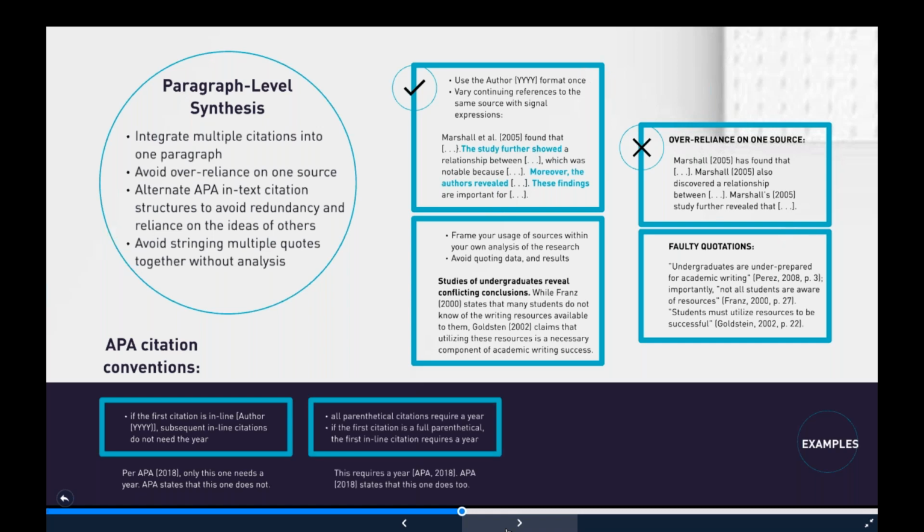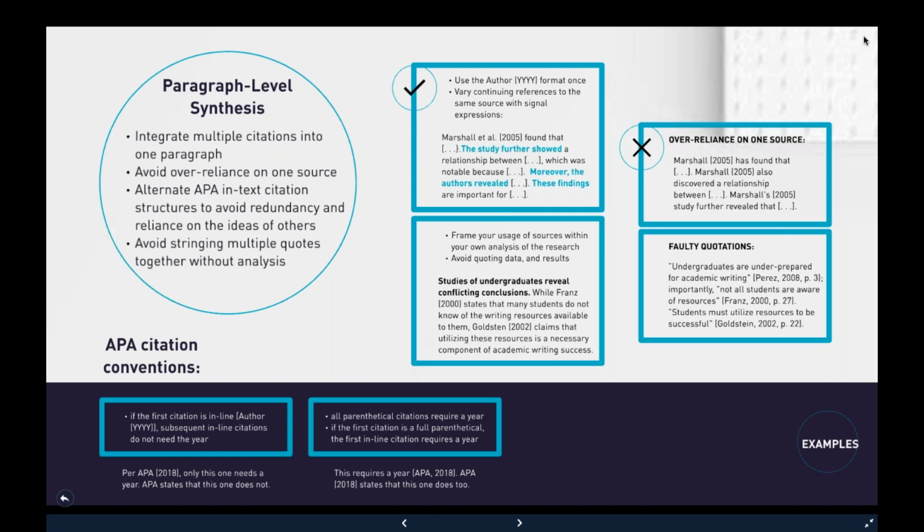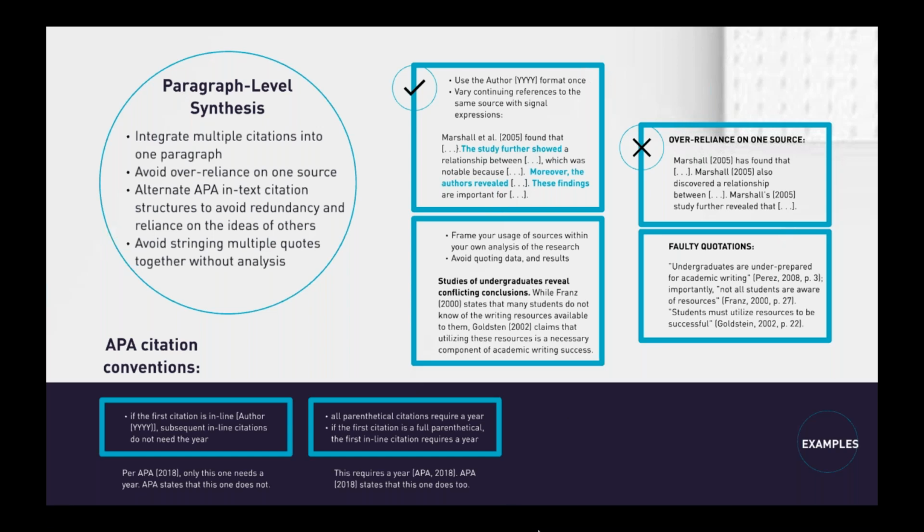However, anytime you use parenthetical citations, you do need a year. So you'll never be able to have a parenthetical citation that just has the author's name, for example. And if the first citation is a full parenthetical year, the first inline citation requires a year. So for example, if I started with that APA 2018 in parentheses, I have to say APA in 2018 in parentheses in the next one. The very first inline reference to the author, where you pull the author's name into the sentence, is always going to have a parenthetical year following it.